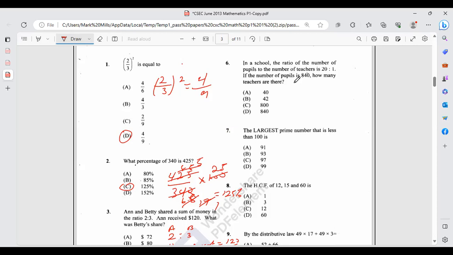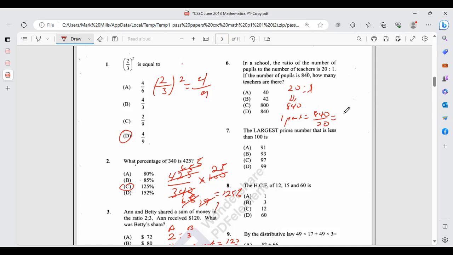Sir, will I divide? What will I do first? So you're going to put number of pupils as 20. So, okay, 20 to 1, yes. 20 will give me 840. All right, so we find what one part is. One part will be 840 divided by 20. Right, what do we get? We get 42.